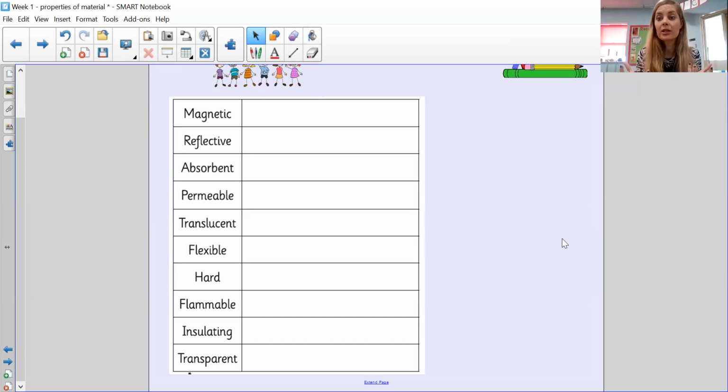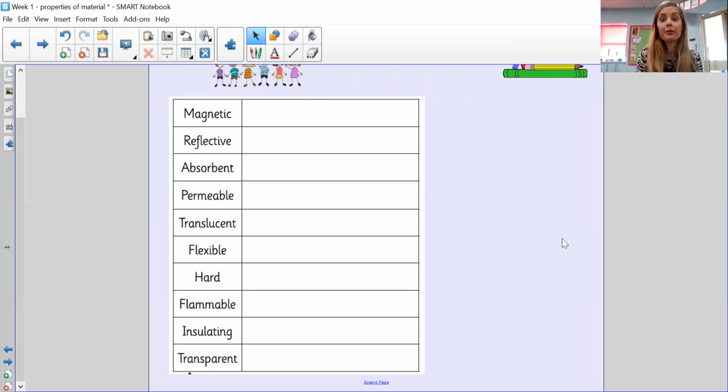Okay? And so a sponge would be a really good material to be used because it obviously soaks up, it is absorbent. Permeable means that things can filter through. Translucent is like transparent, it means that you can see through it. If something is flexible, it means it can bend easily. If something is hard, it means it can't bend easily.